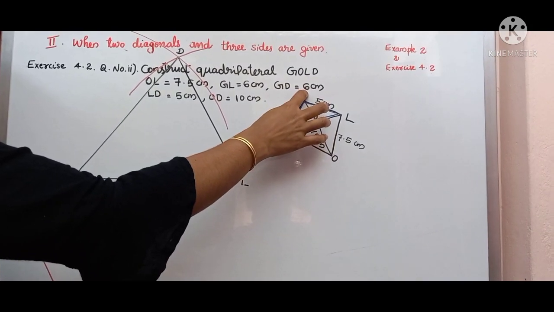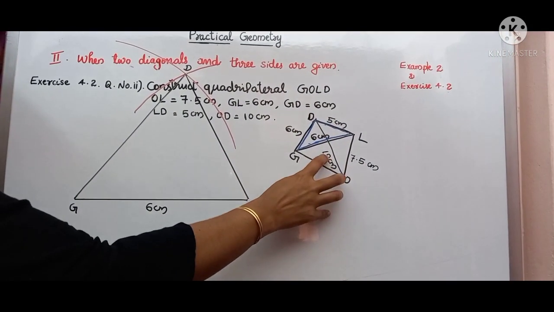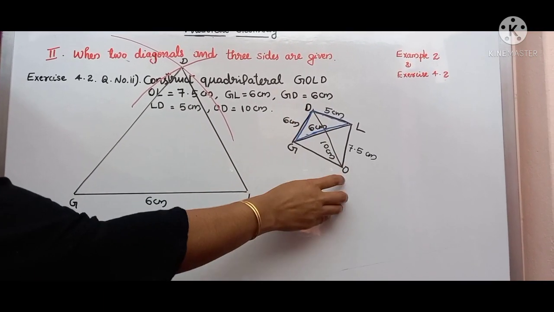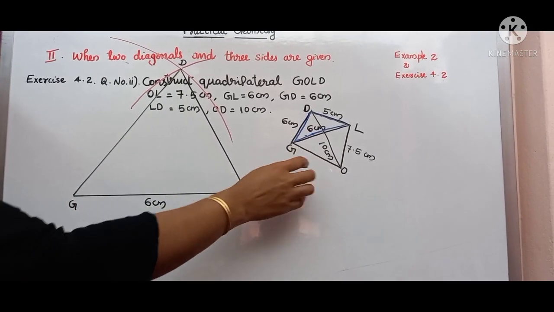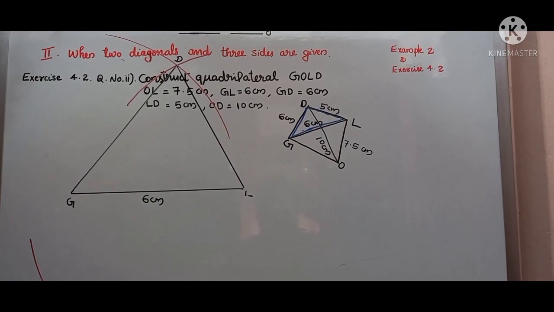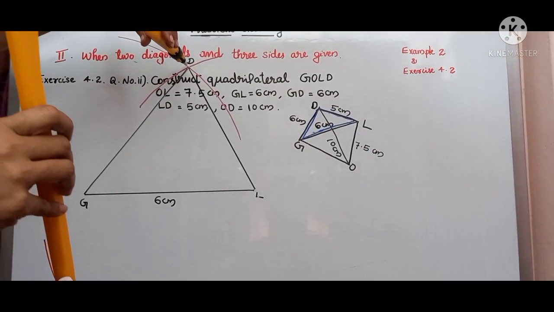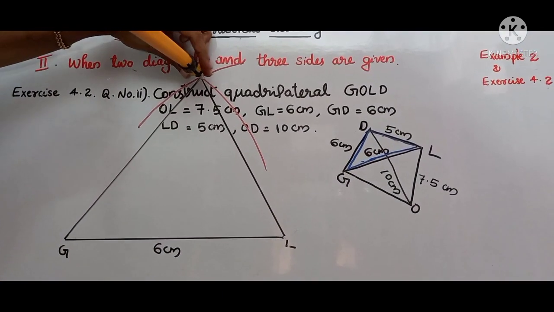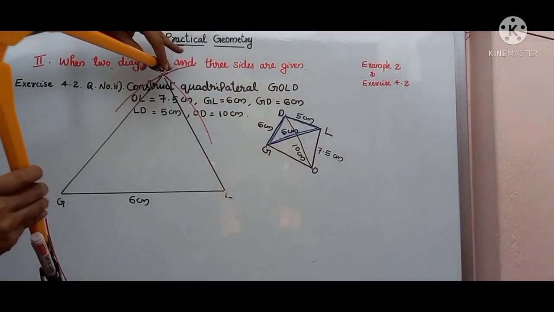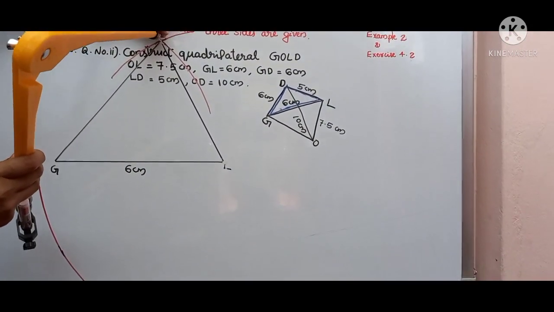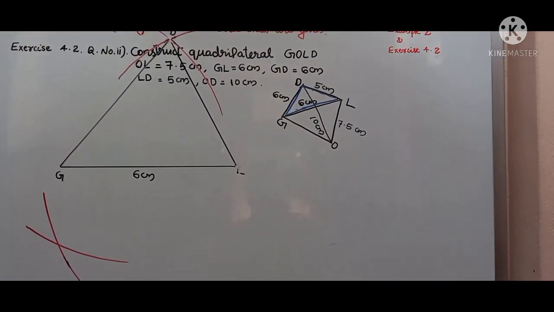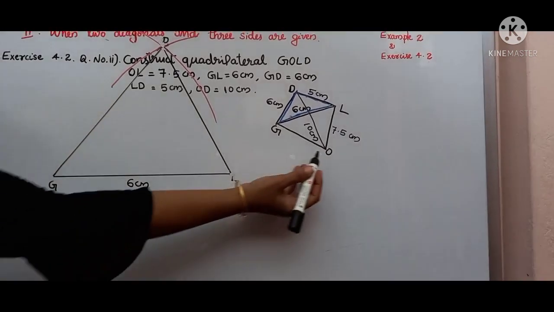Then next we have to take this DO, 10 centimeter. Here GO is not given, so we have to take the distance from D. DO is 10 centimeter, so we have to adjust our compass to 10 centimeter. Then pointing on D, we have to draw another arc. Pointing on D, we are drawing that arc like this way. Now we have got that point O.